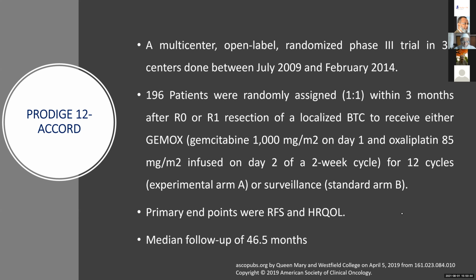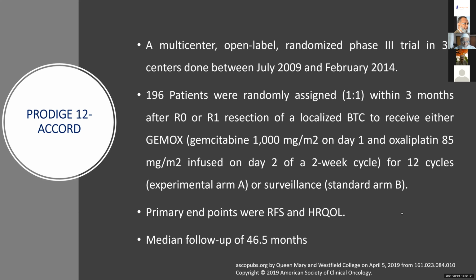And there is another trial, called PRODIGE 12-ACCORD. It is a multicentric, open-label, randomized phase 3 trial in 33 centers done between July 2009 and February 2014. 196 patients were randomized in a 1:1 ratio within 3 months of surgery, whether R0 or R1 resection, to receive either gemcitabine, or to an observation arm. The primary endpoint was relapse-free survival and quality of life. The median follow-up was 46.5 months.